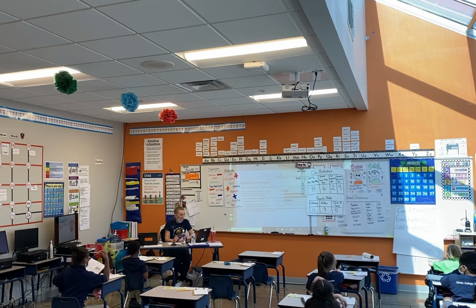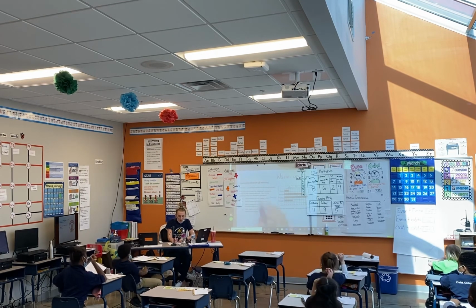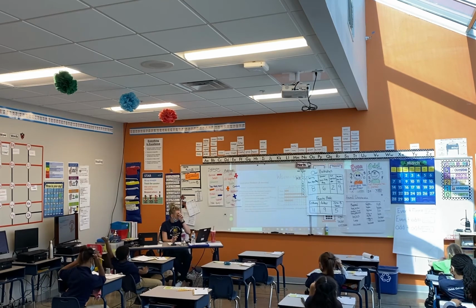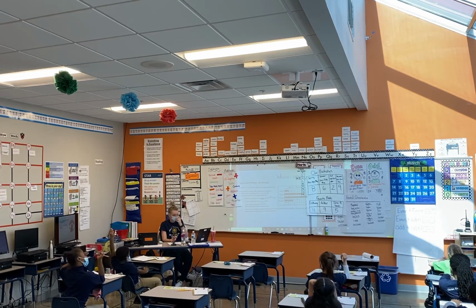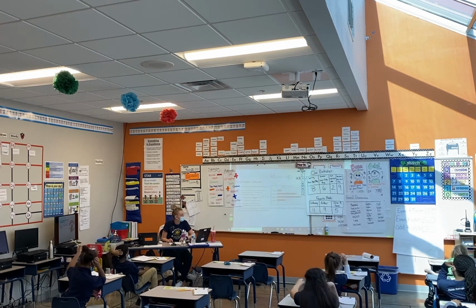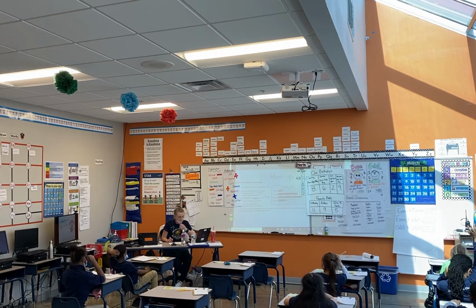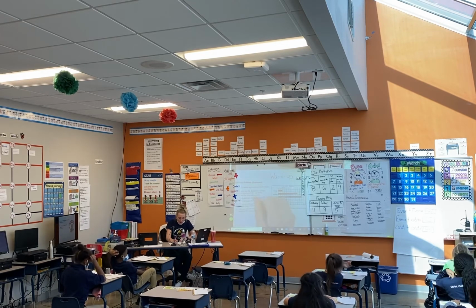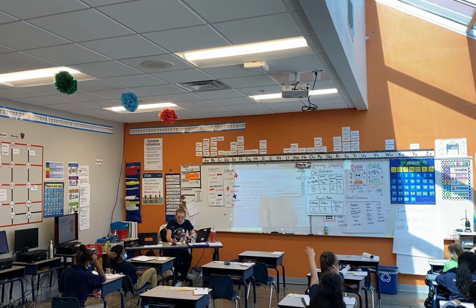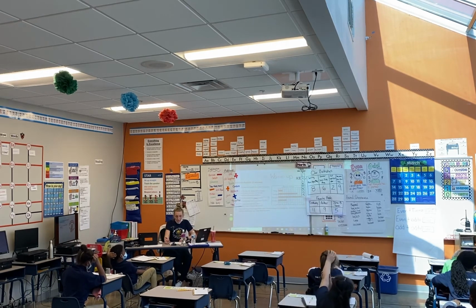1, 2. Now, which animal got the most votes? Most means the biggest number. So which animal got the most? Emily. The dragon. Why, Emily? How many did he get? 11. 11 votes.